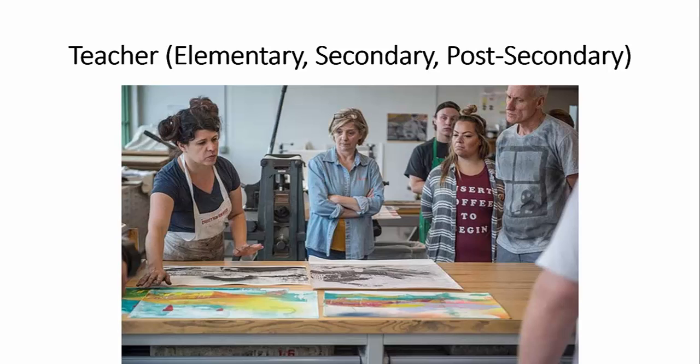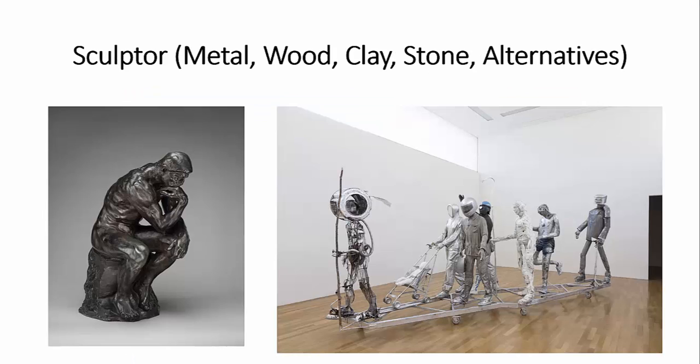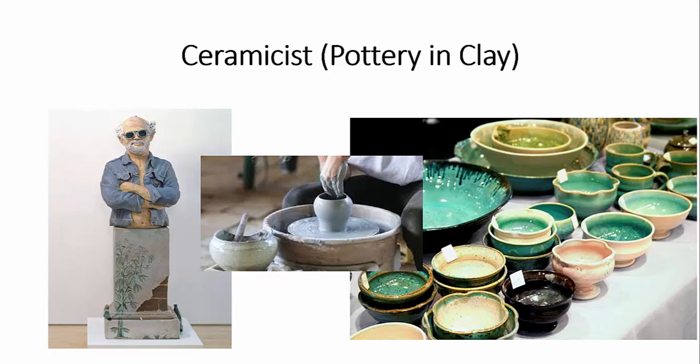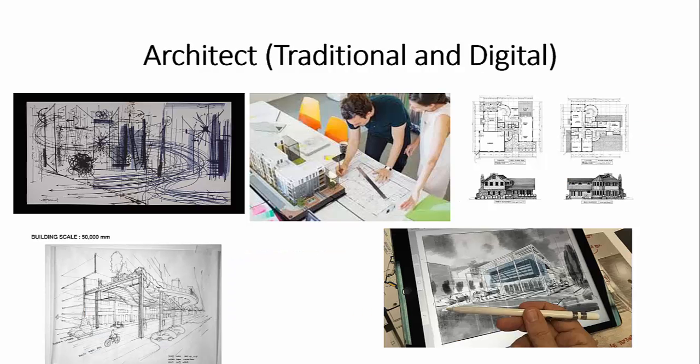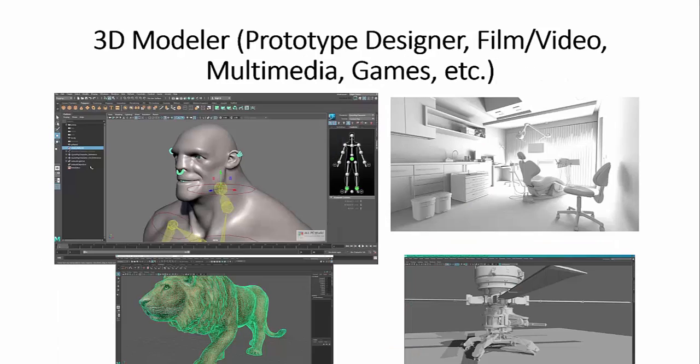We have teacher here, of course. Here we have a print shop that is working with traditional printmaking. But teachers are basically the foundation for a lot of programs. Again, sculptor, where you have metal, wood, clay, stone, or some sort of alternatives, as you can see on the sculpture on the right there. Ceramicist, pottery and clay. You have architect, traditional and digital. Some people like to draw directly on paper still, but a lot of it is done digitally now, especially with the avid help of 3D applications.